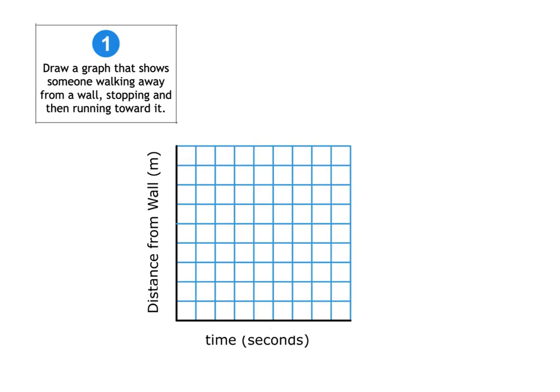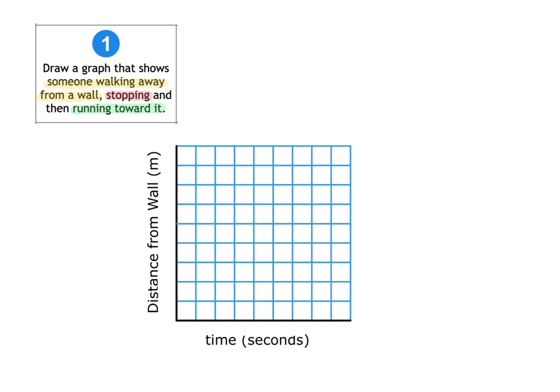In this question, we're being asked to draw a graph that shows someone walking away from a wall, stopping, and then running towards it. I've set up a graph here that shows the time in seconds along the bottom and then vertically shows the distance from a wall. So if we think about what would be happening at this point down here, that would be where time is 0 and the distance from the wall is 0. In other words, the starting location would be at the wall at the starting time.